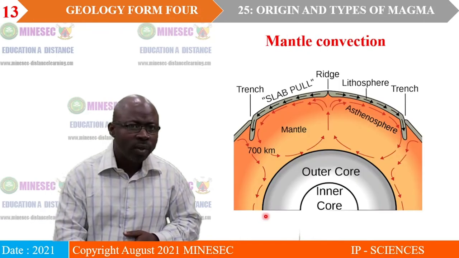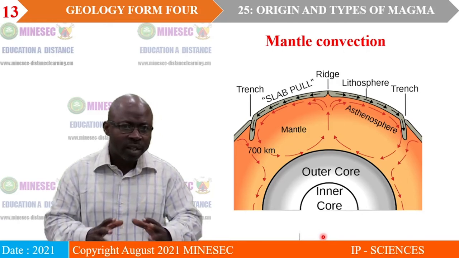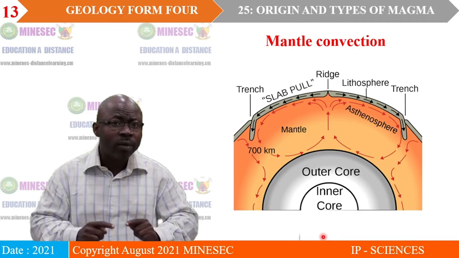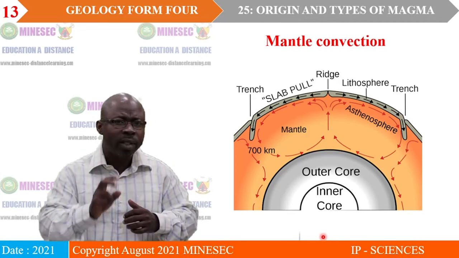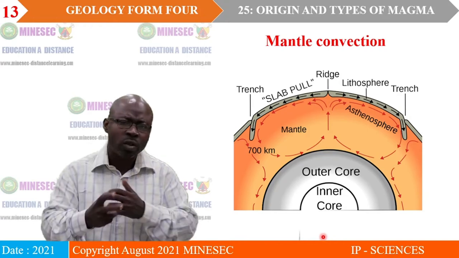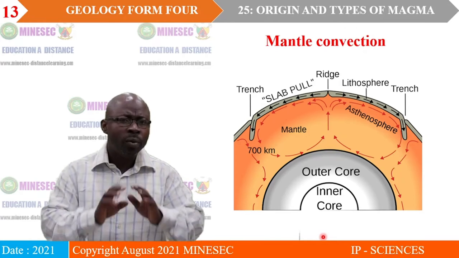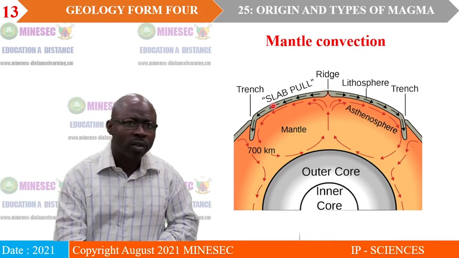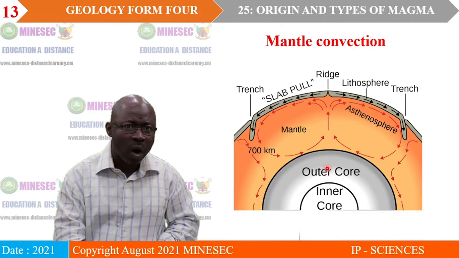So we can now see the internal structure of the earth. This sketch helps you understand one of the ways in which magma is generated. Remember, to understand this lesson, the internal structure of the earth is very vital. The earth is divided into three layers: the crust, the mantle, and the core, which is divided into outer core and inner core.